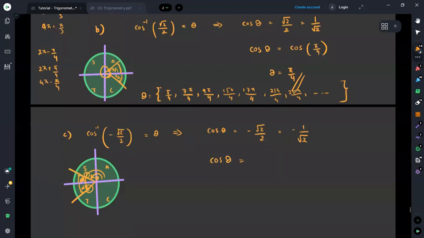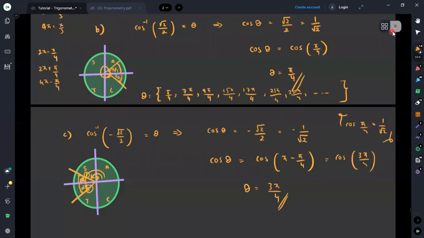We can say if it is the first solution, this is equal to cosine of 5 minus this value. What we take is cosine 5 over 4 is equal to 1 over root 2. Then we can say 5 minus 5 over 4. Therefore, this is equal to cosine 3 5 over 4 itself, so theta equals 3 5 over 4. Therefore, this is one solution.